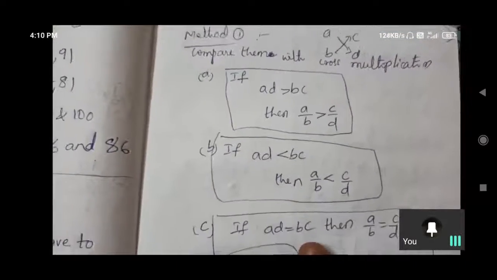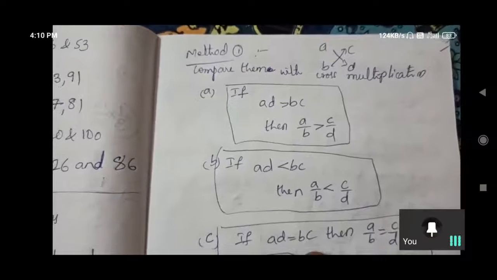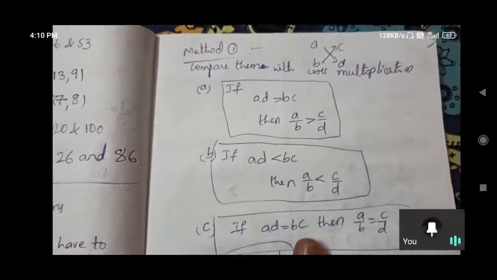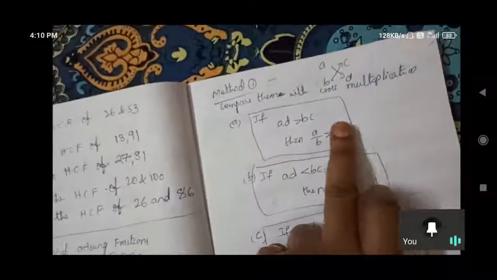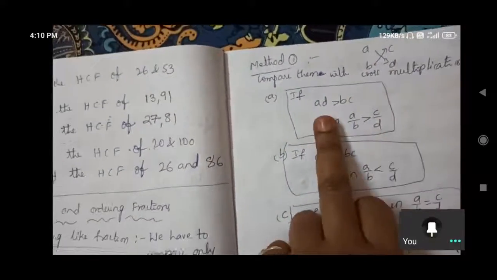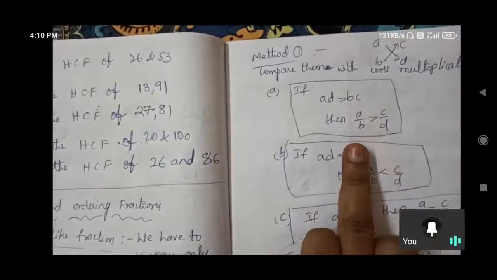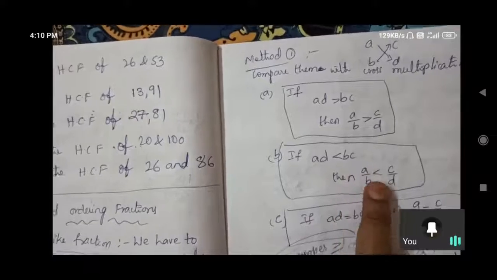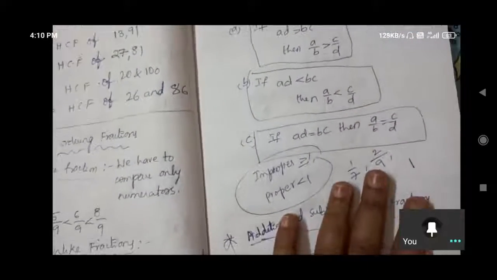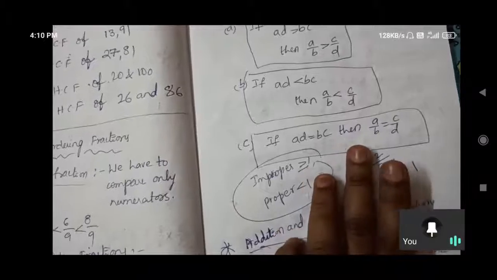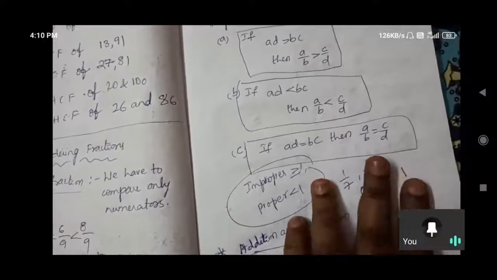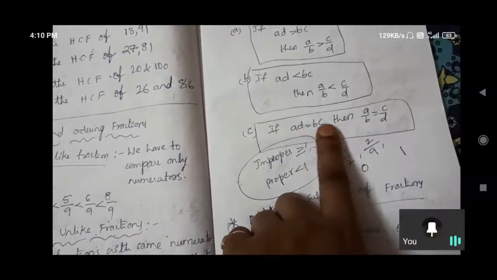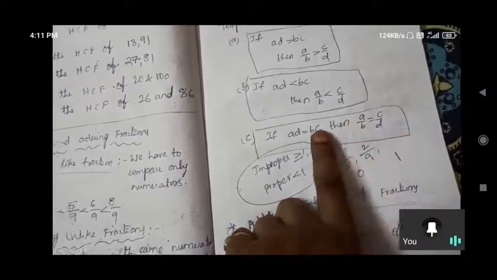Here this one you should remember: both numerators and denominators are different. At that time we need to compare by cross multiplying. If AD is greater than BC, A by B is greater than C by D. If AD is less than BC, A by B is less than C by D. If both are the same, AD equals BC, then A by B equals C by D. That is the equivalent fraction condition; with this condition we can conclude those two are equivalent fractions.